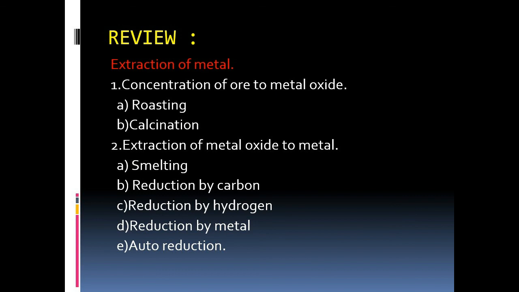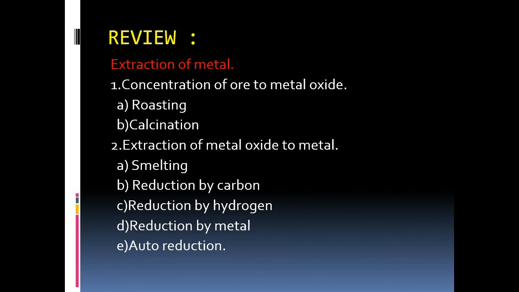This is smelting. Then reduction by carbon. So the metal oxide reacts with the carbon. It gives the metal along with carbon monoxide as a gas, and it is removed as an impurity. Then reduction by hydrogen. Here we are using hydrogen as a reducing agent. So the metal oxide reacts with the hydrogen. It reduces to its metal along with water.